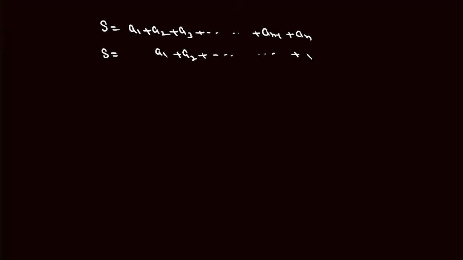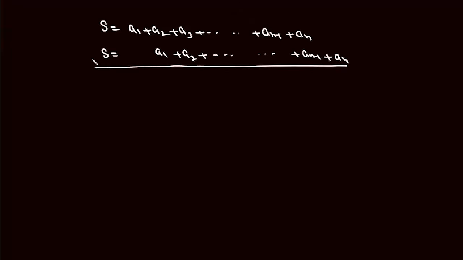Now there is one method which is very useful while solving problems which involve differences of terms of a series or a sequence. And the method is, suppose you have a series, say S, and it is given by A1 plus A2 plus A3 plus up to AN minus 1 plus AN. What we'll do is we'll write this series again and we'll shift every term by 1. So we'll write A1 here, A2 here, AN minus 1 here, and AN here.